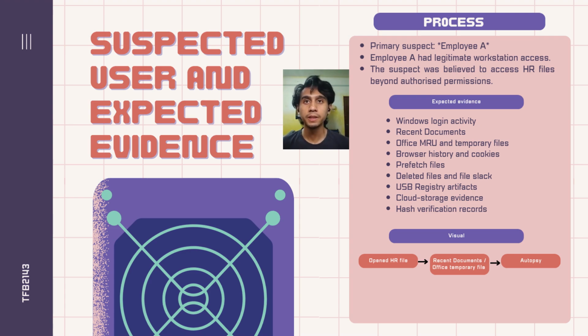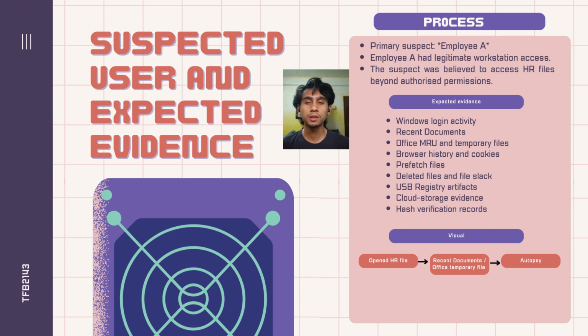Next, let's talk about the primary suspect and the evidence that we expect to find during our analysis. Our investigation focused on Employee A, who had legitimate access to the workstation. However, the suspect was believed to have accessed sensitive HR files beyond their authorized permission.